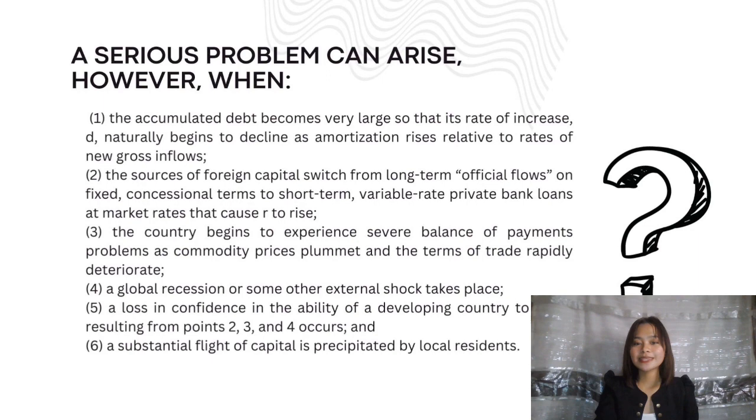Third, the country begins to experience severe balance of payments problems as commodity prices plummet and the terms of trade rapidly deteriorate. Fourth, a global recession or some other external shock takes place, such as a jump in oil prices, a steep rise in U.S. interest rates on which variable rate private loans are based, or a sudden change in the value of the dollar in which most debts are denominated. Fifth, a loss in confidence in the ability of the developing country to repay, resulting from points 2, 3, and 4, occurs, causing private international banks to cut off their flow of new lending.